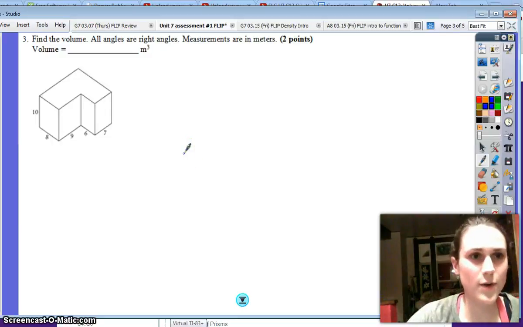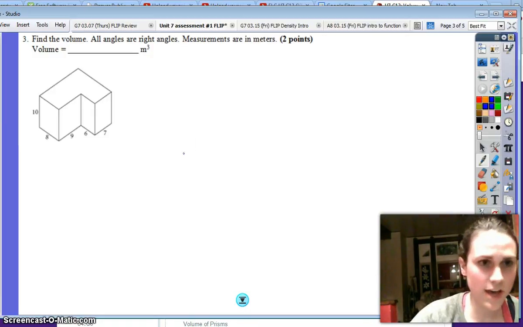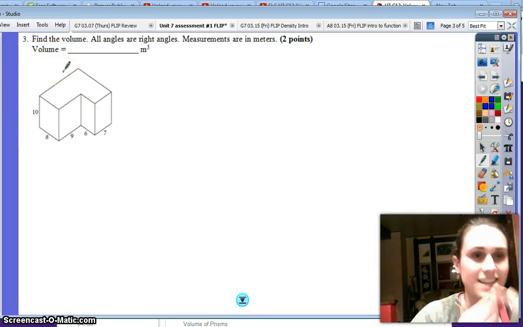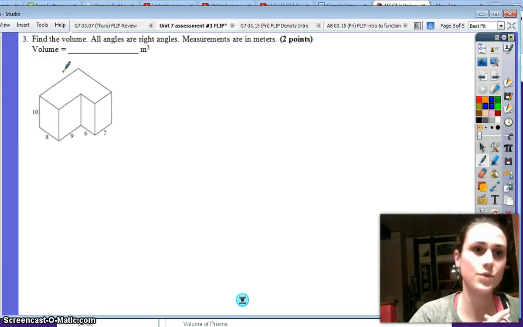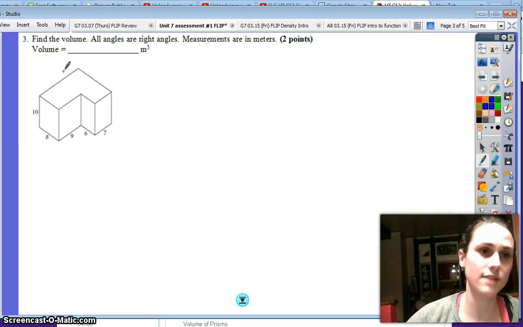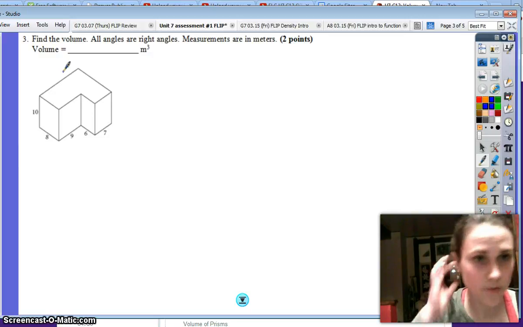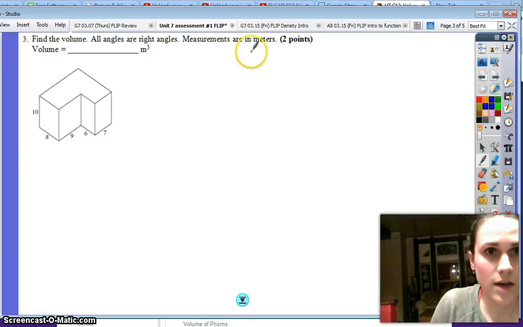Hey guys, so for question number 3, we are asked to find the volume of this figure. We are told that all angles are right angles. So everywhere you see two line segments coming together on this figure, it's a 90-degree angle. And that's going to give us some clues as to what type of figure this is and how we can use volume formulas to find the total volume of this figure in meters cubed.